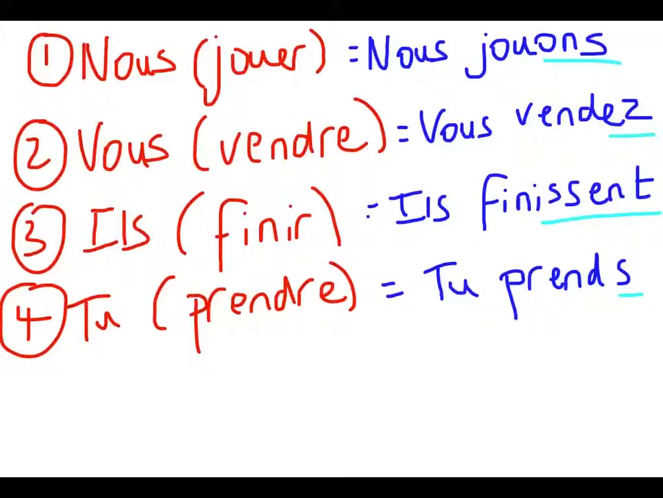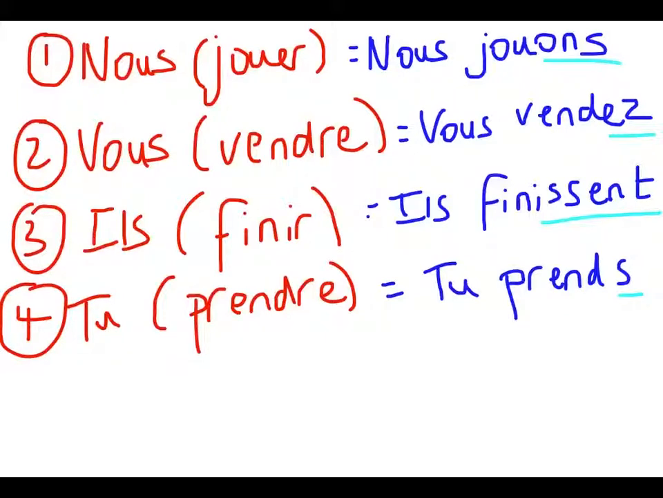Here you can see the answers on the screen. So for each one, I've done the 2-step process. I first removed the ending of the verb, so either ER, RE or IR. Step 2 is then to add the correct ending. So for the first one, nous jouer, I removed the ER, and because it was nous with an ER verb, I knew to add an ONS. Nous jouons, we play. For the second one, I removed the RE, and this time I added an EZ.